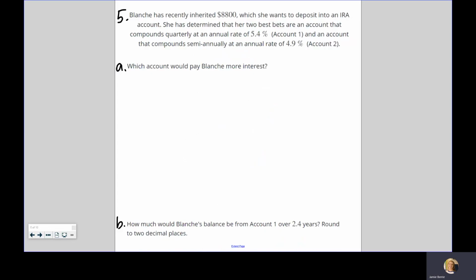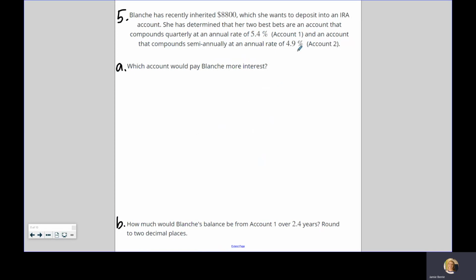Let's look at it. This one says, Blanche has recently inherited $8,800, which she wants to deposit into an IRA account. IRA stands for Individual Retirement Account. Really anyone can open an IRA, but they're probably targeted towards people that work at jobs where they don't have retirement accounts. So if your workplace does not offer a retirement package, then you can open up your own retirement account. It's called an IRA.